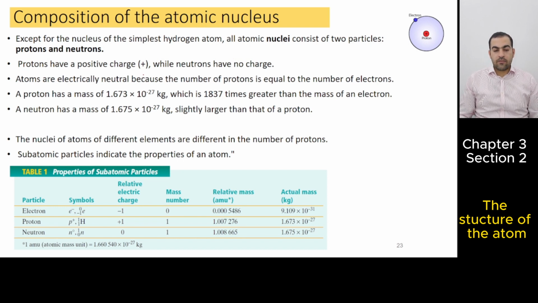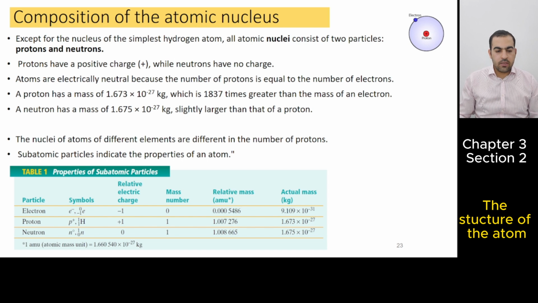Protons have a positive charge while neutrons have no charge. Atoms are electrically neutral because the number of protons is equal to the number of electrons. When they are neutral, they don't have charge, meaning protons and electrons are the same in number. They don't conduct electricity.